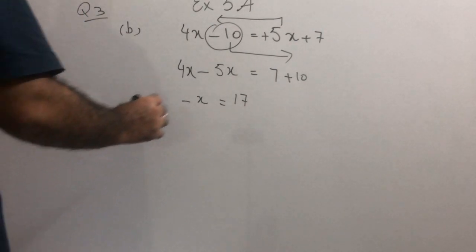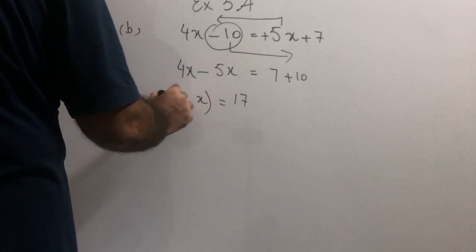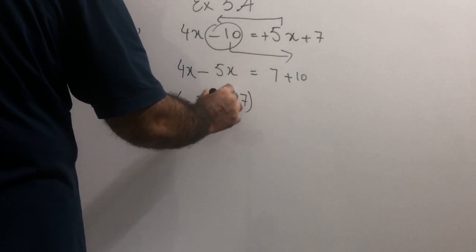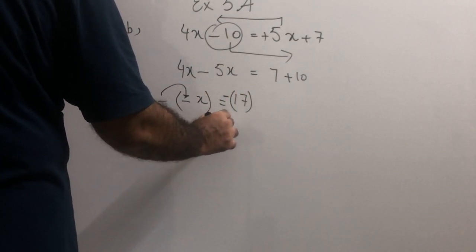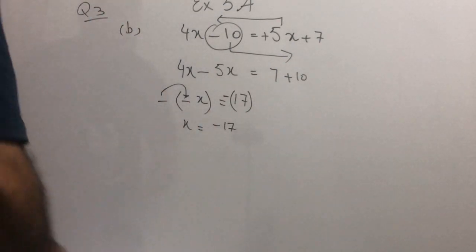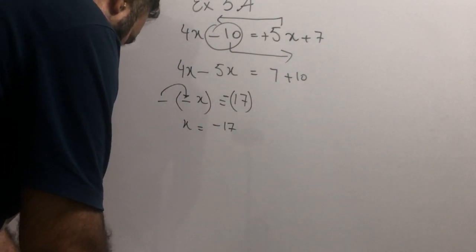Okay. Now multiply both sides by minus 1. Minus into minus becomes plus. Here it is minus 17. So this is the answer for question 5a.